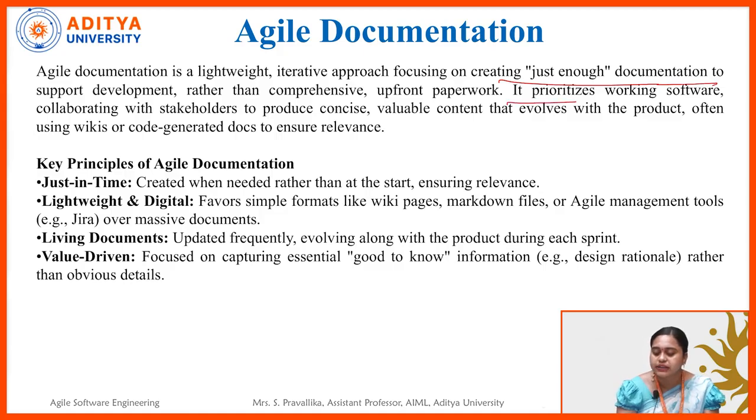So it prioritizes working software and collaborating with the stakeholders, to produce concise, valuable content that evolves with the product. So what happens in this agile documentation? It focuses only on just enough documentation for the project, and it mainly focuses on the working software. And in agile documentation also, we have some key principles, and those key principles are just in time, lightweight and digital, living documents, and value driven.